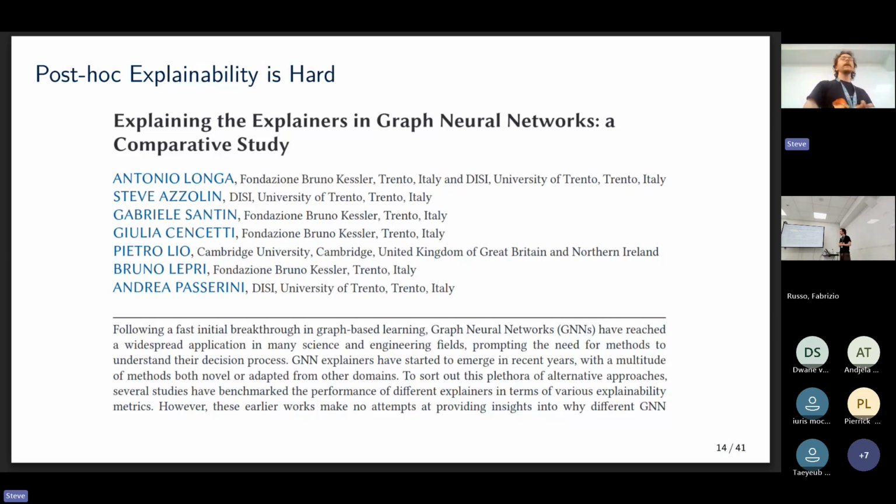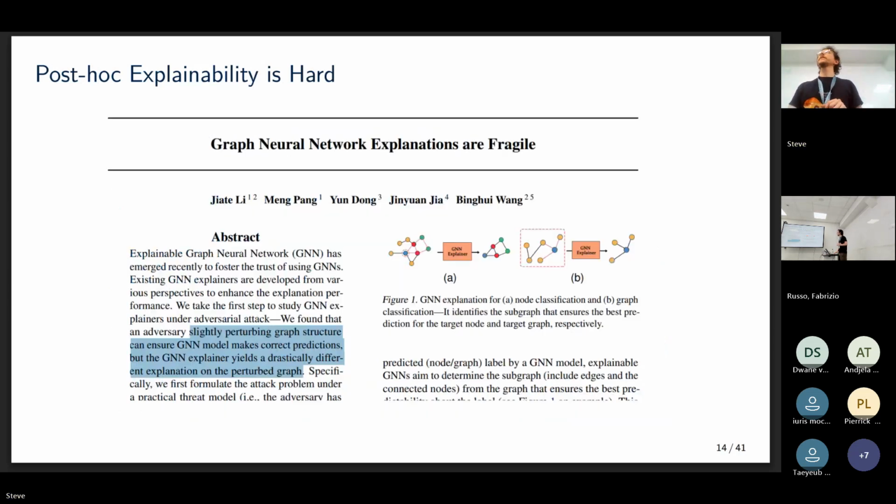So it is very hard to decide which is the state-of-the-art explainer, also because it turns out that it is model dependent. Different explainers work differently according to the model that you want to explain. And explanations are also fragile, meaning that people have shown that you can perturb the input in order to change arbitrarily the explanation while maintaining the same prediction. So you can basically manipulate the explanation almost at your will.